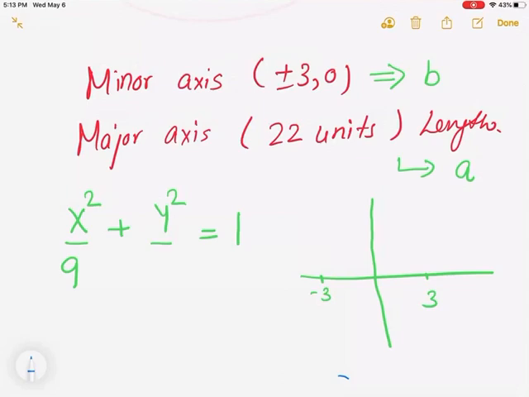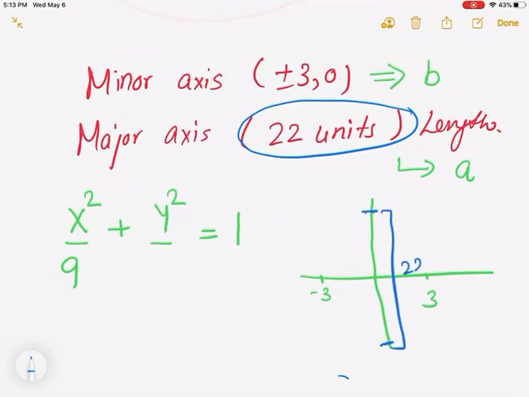Please pay attention. I said 22 units long. So the entire distance, this time I'm not talking about the end point. The entire length of the other axis is 22 units. But try recalling, we do not look at the entire distance. We just look at one-sided, right? Basically, the 22 units, if I go from here to here, and if this makes 22 units, what's going to be one-sided length? It's just half of that.